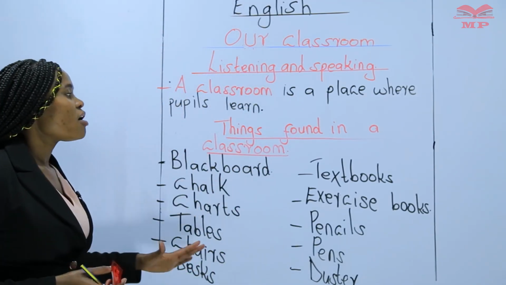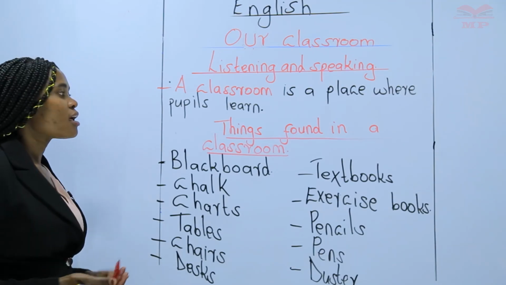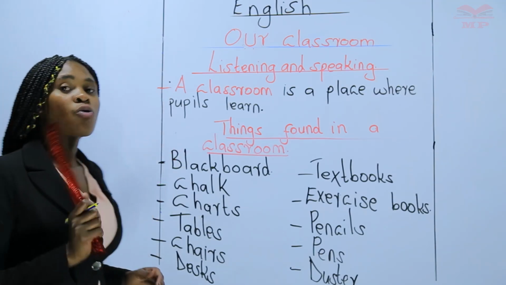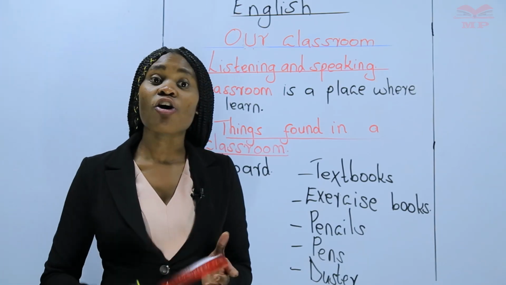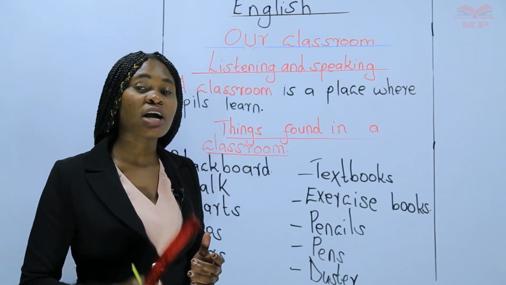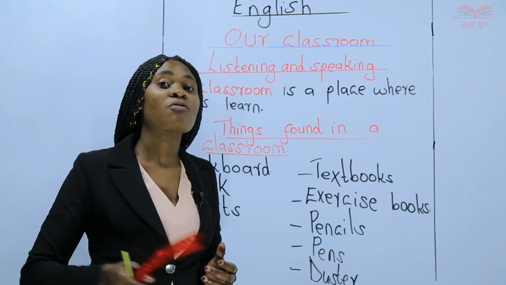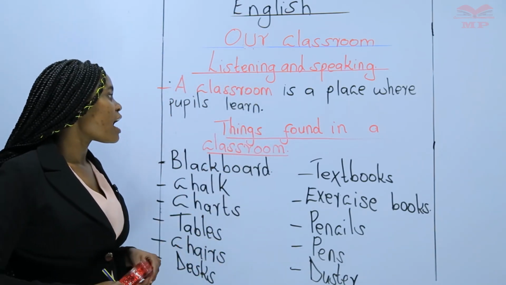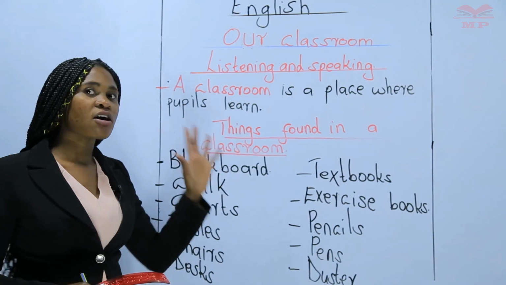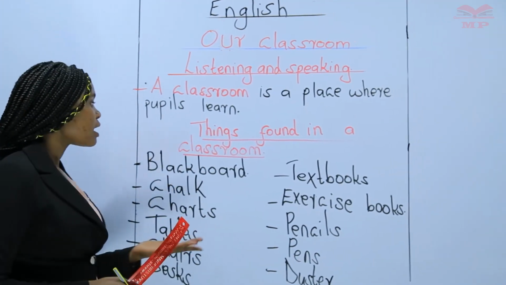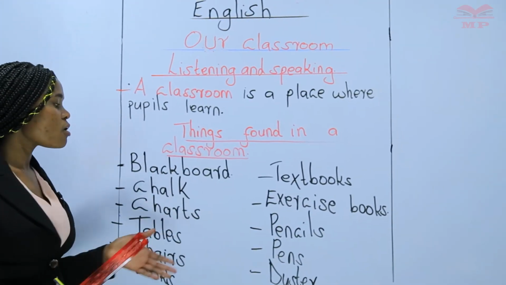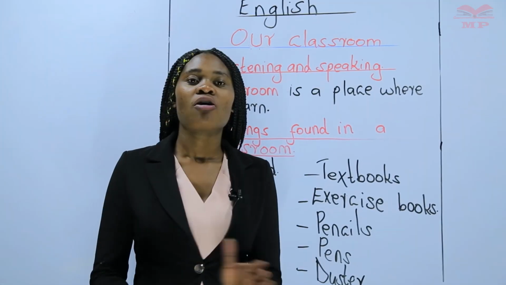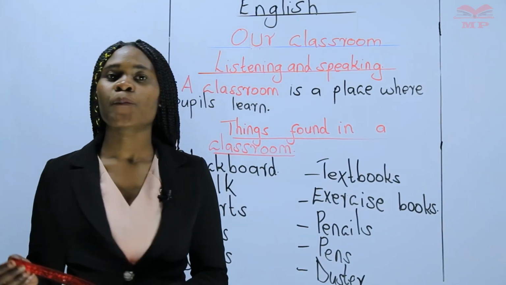So these are some of the things that are found in a classroom. Remember that a classroom is a place where pupils learn. Only pupils learn in a classroom. You cannot find pupils learning from a hospital. Then these are some of the things found in a classroom. And the things that are found in a classroom help us to learn, like the blackboard, the chalkboard, charts, tables, textbooks, and so on. We also have a ruler.